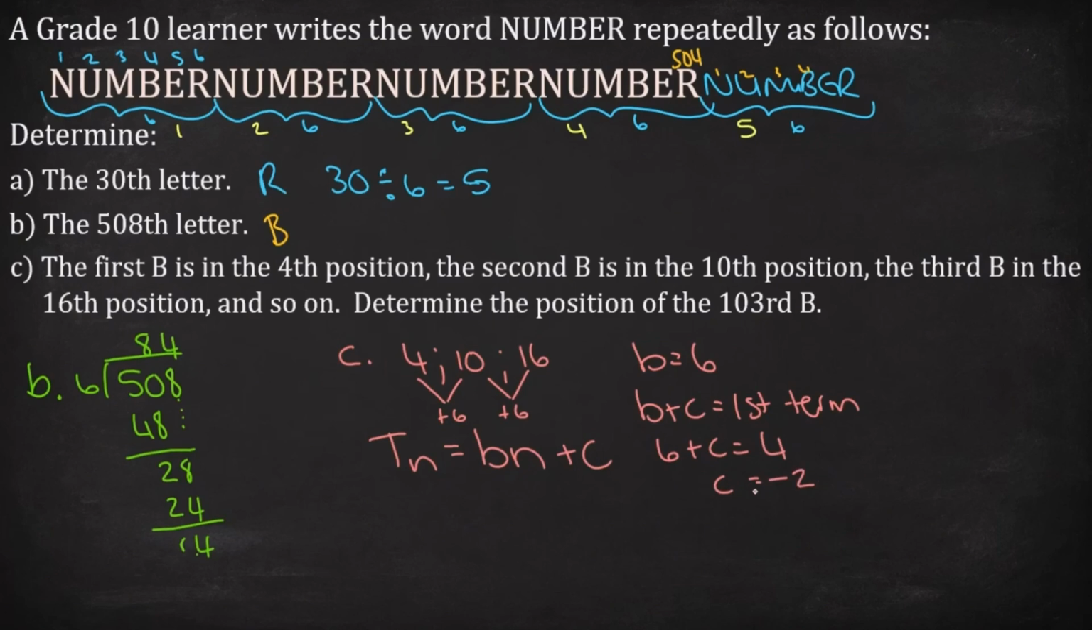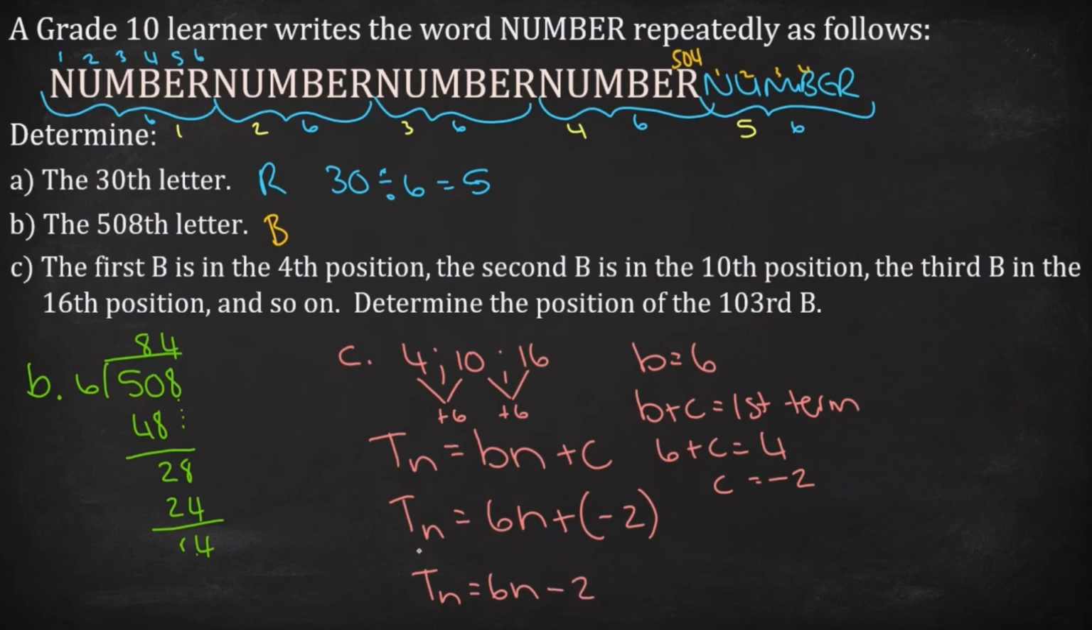Now that I have the values for B and C, I can substitute them into this formula. Tn equals, B will be 6, and then n plus C is negative 2. Then let's complete this general term. 6n plus multiplied by negative is negative 2.